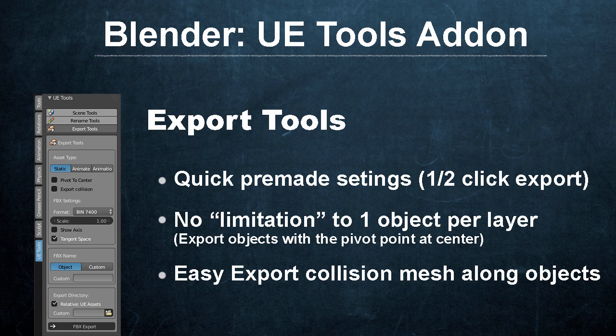So the last options here are the export tools. On this panel you can find three different pre-made settings, so really quickly, in one or two clicks you can export the meshes along with the collision objects, and there is also a really cool feature, at least for me, of not having a limitation to one object per layer. That means that you can have multiple objects on a layer in different positions, and then you can export the objects with the pivot point at the center, so in the correct place for the rotations, etc.